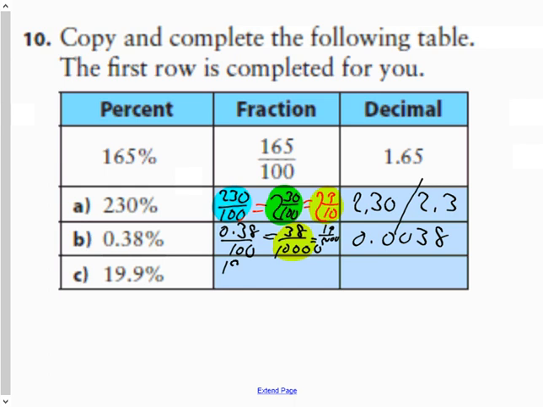And finally, 19.9% is 19.9 out of 100, which is 199 out of 1,000 as an equivalent fraction. Unfortunately for us, that's lowest terms, I think. And once we have that, 199 thousandths is tenths, hundredths, thousandths, 199 thousandths.